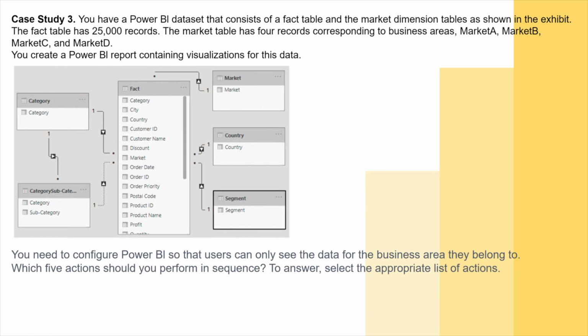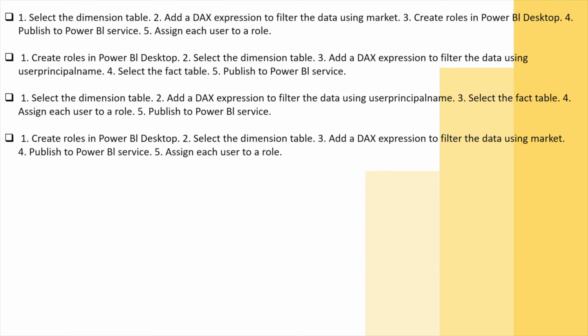Now you need to configure a Power BI report so that users can only see the data for the business area they belong to, right? Now, which 5 actions should you perform in sequence? To answer, select the appropriate list of actions. Option 1: select the dimension table, add a DAX expression to filter the data using market, create the roles in Power BI Desktop, publish to Power BI service, assign each user to a role.